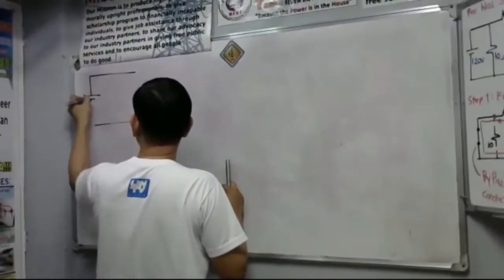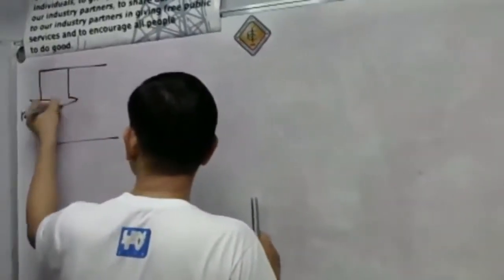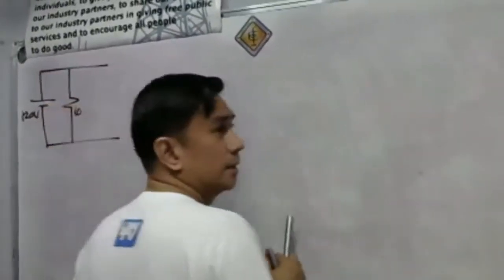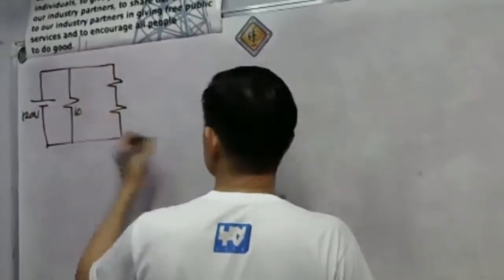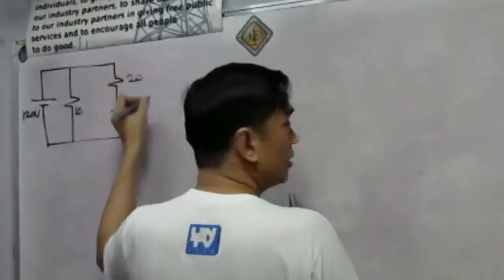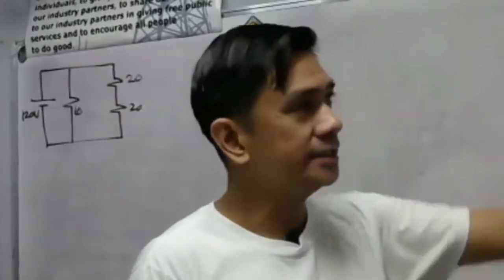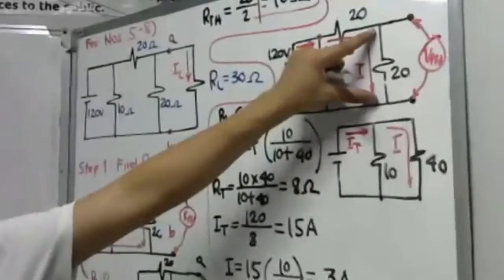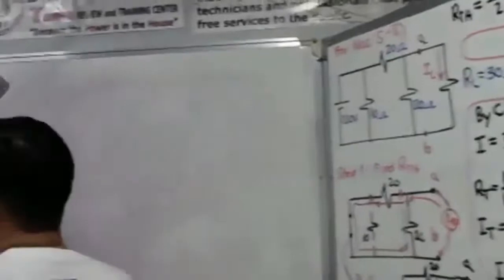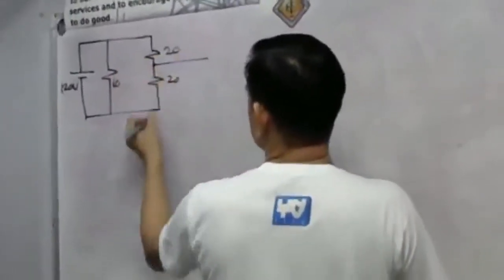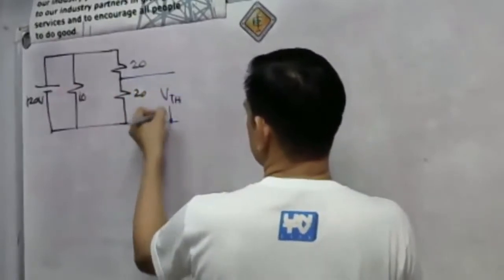We have a 120 volts here. Okay? We have our 10 ohms. I will still make this as 20 and this is also 20. This is 20 ohms. This is also our 20 ohms. And remember that our VTH is the voltage here at the second 20 ohms. This is the VTH. So, ito yung VTH natin.